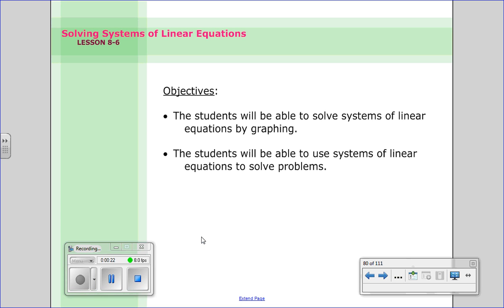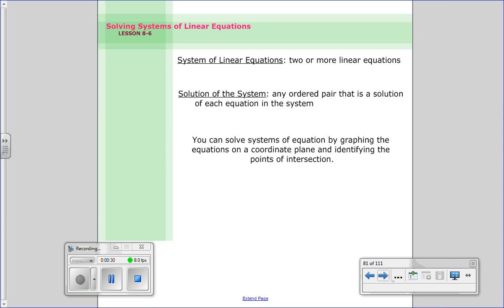So objectives, you're going to be able to solve systems of linear equations by graphing, and you're also going to be able to use this whole idea to solve word problems. So we're going to go ahead and get started.